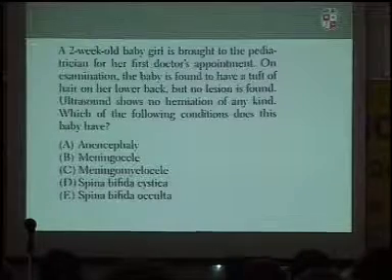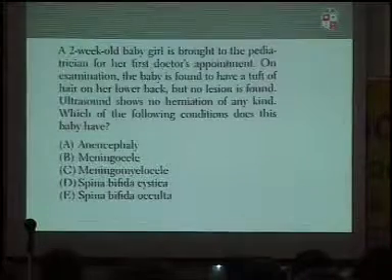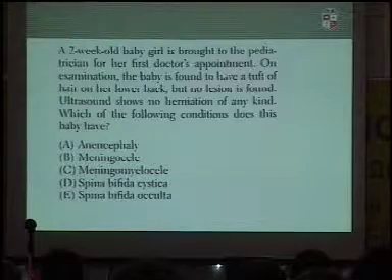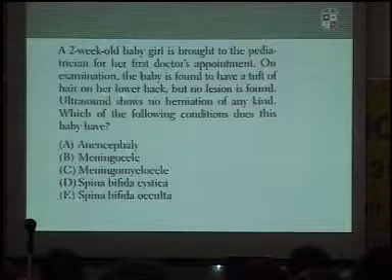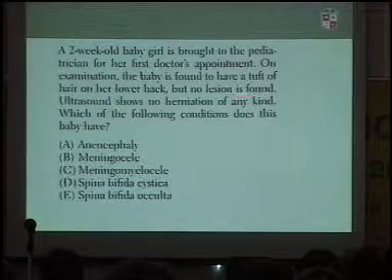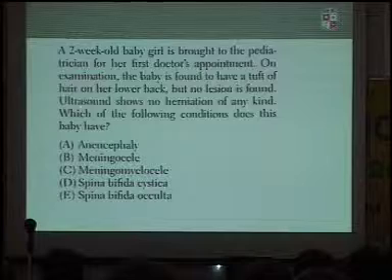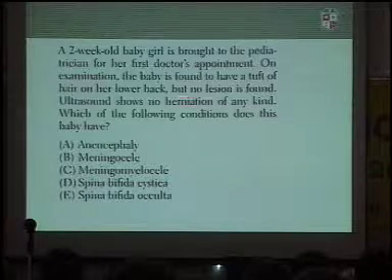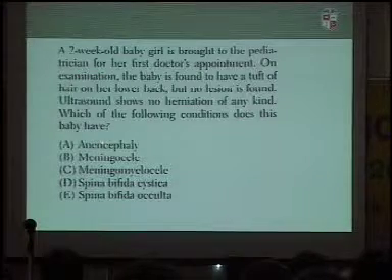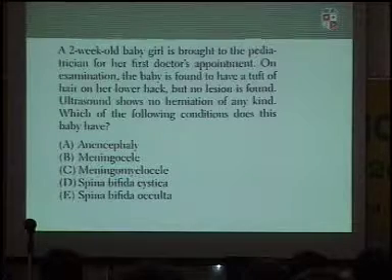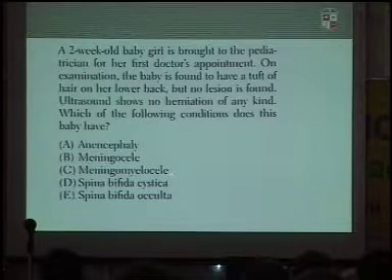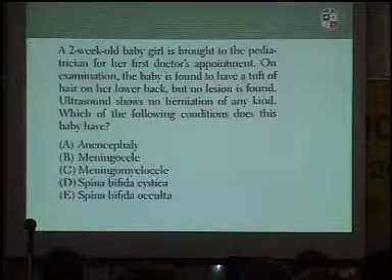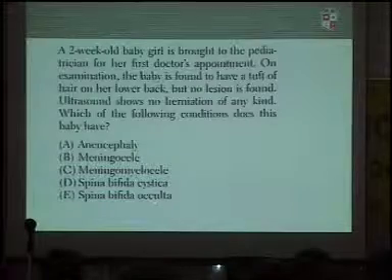Okay, a 2-week-old baby girl is brought to the pediatrician for her first doctor appointment. On examination, the baby is found to have a tuft of hair on her lower back, but no lesion is found. Ultrasound shows no herniation of any kind. Which of the following conditions does this baby have? Okay, anencephaly, meningocele, meningomyelocele, spina bifida cystica, spina bifida occulta. Please vote.